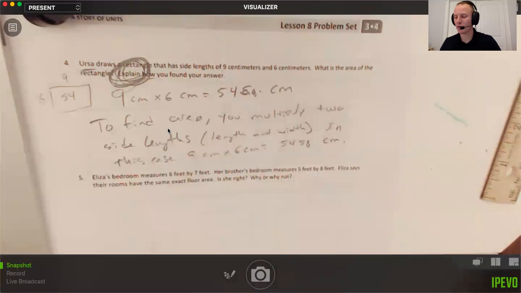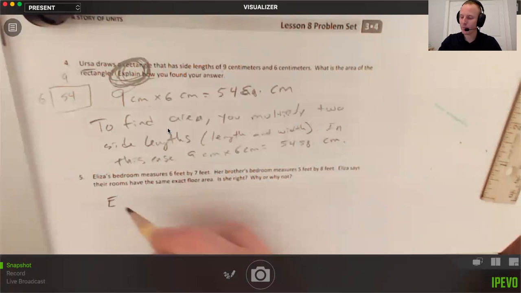Eliza's bedroom is measured, let me try that again. Eliza's bedroom measures 6 feet by 7 feet. Her brother's bedroom measures 5 feet by 8 feet. Eliza says their rooms have the same exact floor area. Is she right? Why or why not? So I'm going to put E and B. So Eliza and her brother.